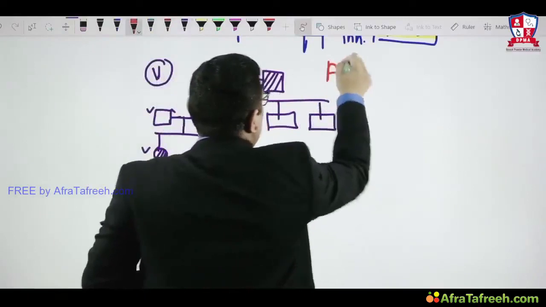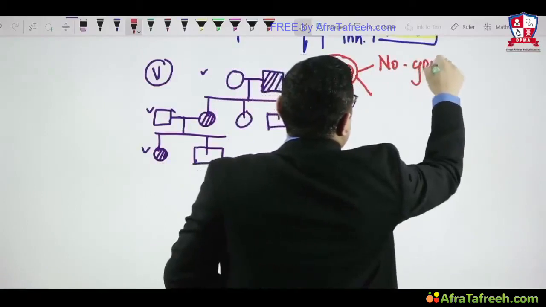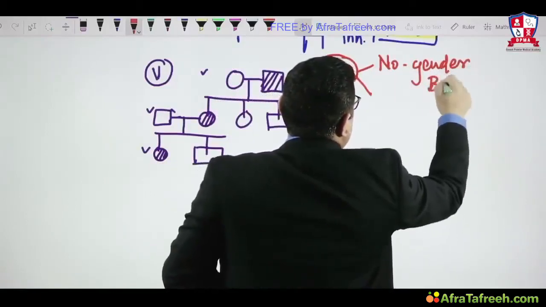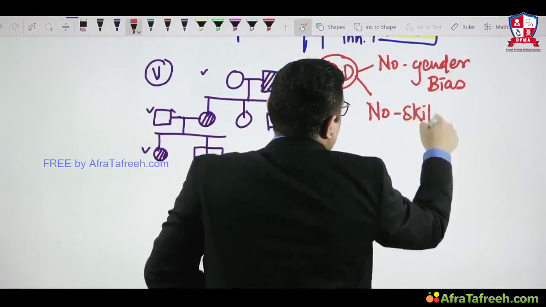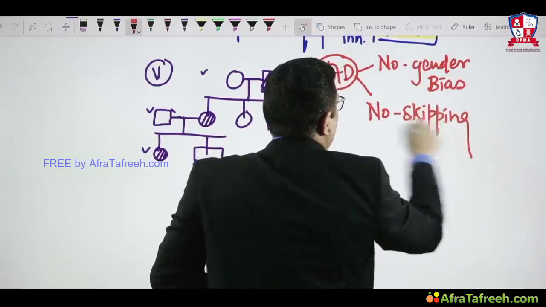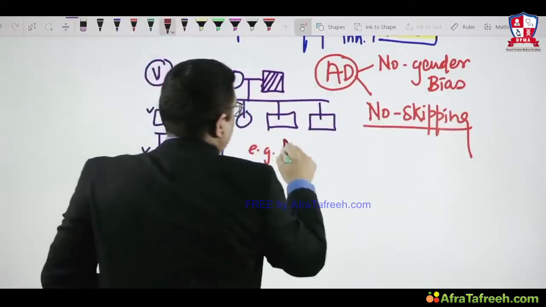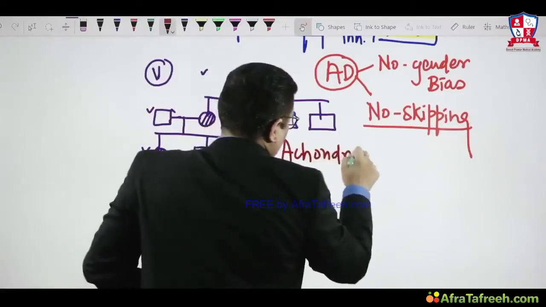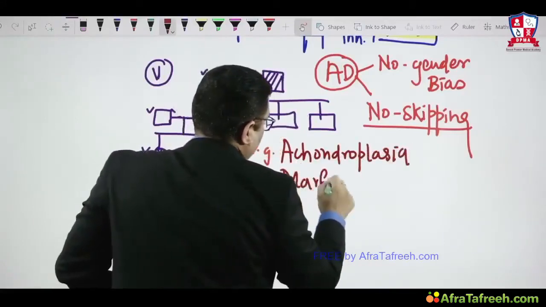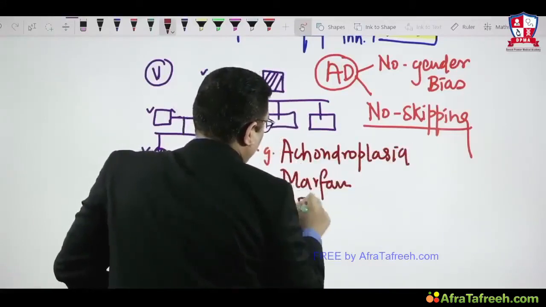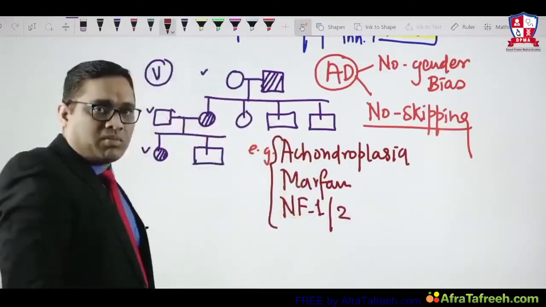So always remember, in autosomal dominant disorder, what are the two things you have to remember? There will be no gender bias, and there is no skipping of generation. This is the hint for understanding. An example which had been asked in the All India exam was achondroplasia. Achondroplasia, Marfan syndrome, neurofibromatosis type 1 and type 2 both. These are some of the examples of autosomal dominant disorder.